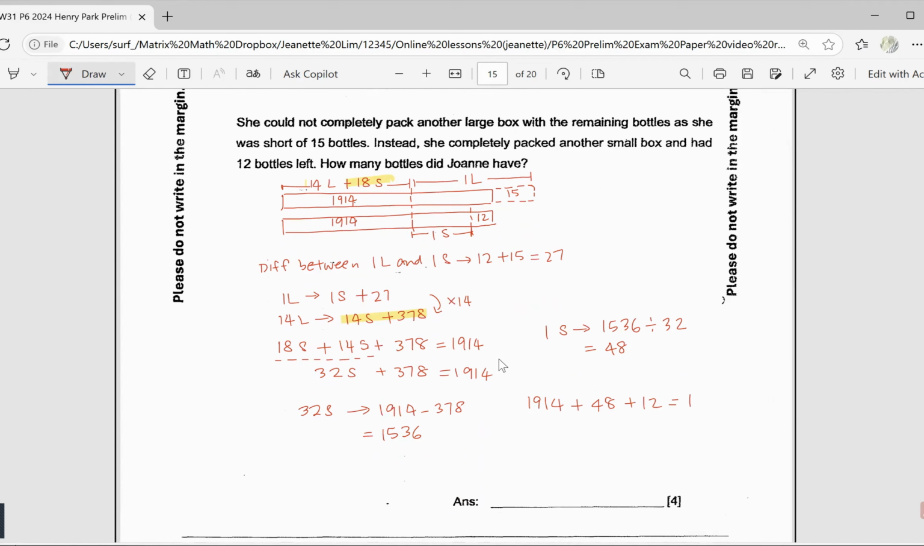And this would give us 1974. Okay, so the answer is 1974 bottles altogether.